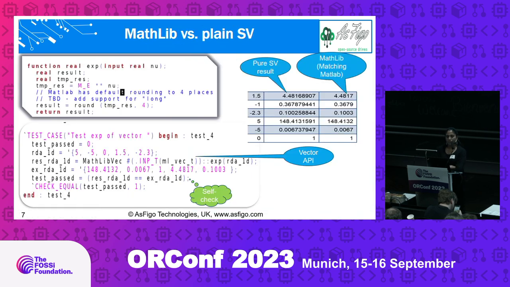In this slide, it shows the MATLAB versus plain SystemVerilog. On the right-hand side, you can see there are three columns. The first column represents the input value, the second column represents the SystemVerilog result, and the third column represents the MATLAB result. For example, when you use an exponent function and ask e^n, if you give the input 1.5, the result for SystemVerilog will be 8 digits after the decimal point, whereas in MATLAB it's 4 digits after the decimal. So we are calling it a short notation.